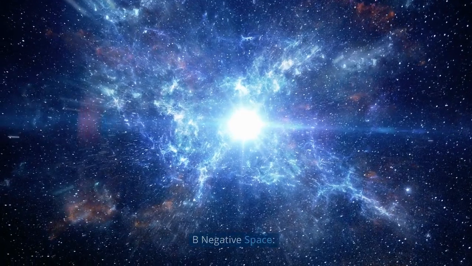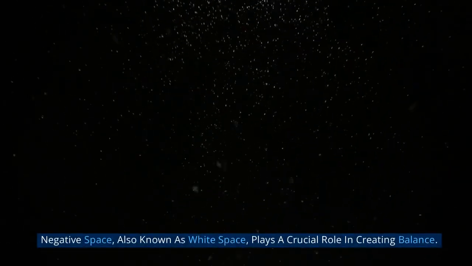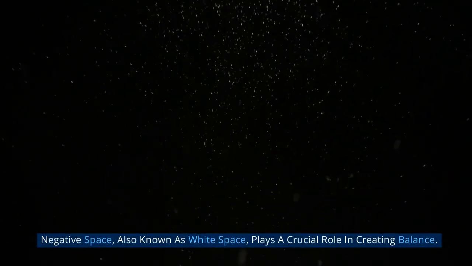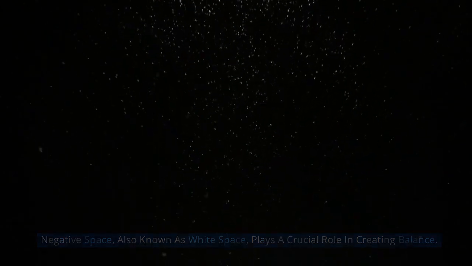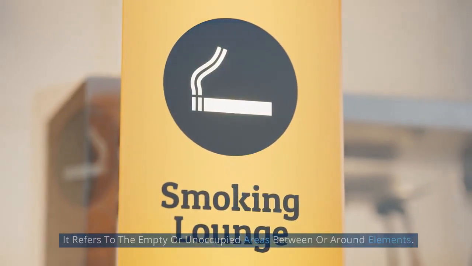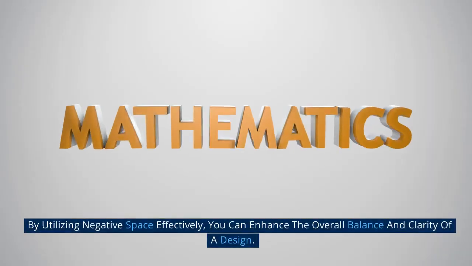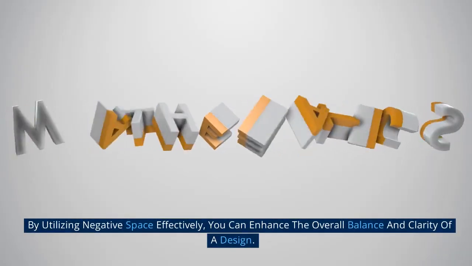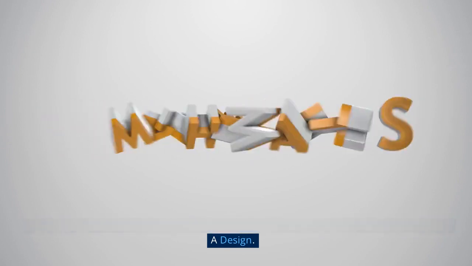B. Negative space. Negative space, also known as white space, plays a crucial role in creating balance. It refers to the empty or unoccupied areas between or around elements. By utilizing negative space effectively, you can enhance the overall balance and clarity of a design.